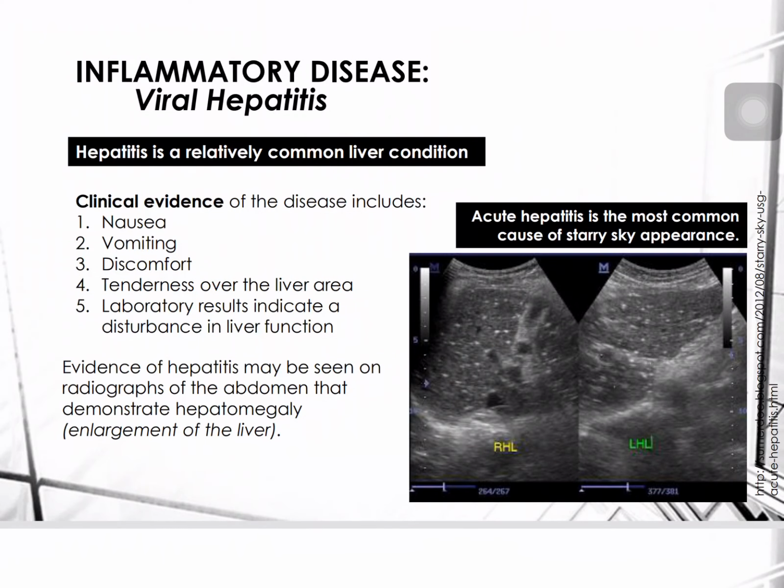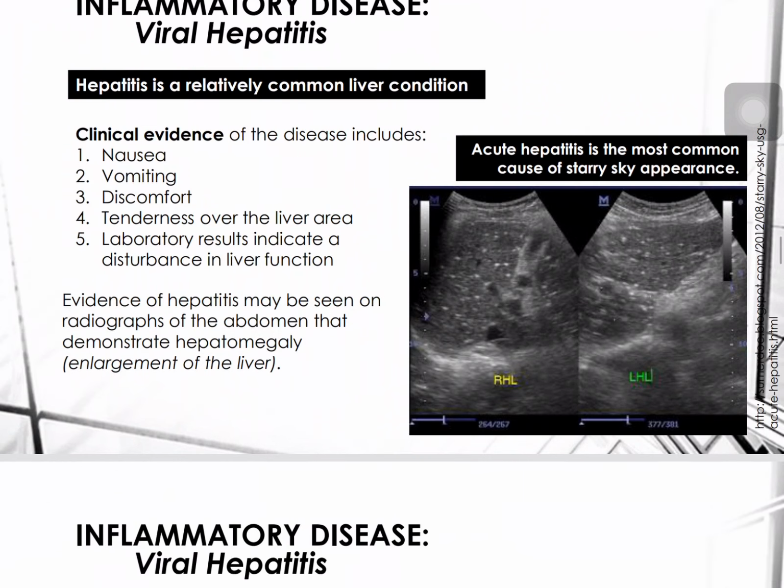Next inflammatory condition is hepatitis. It is a relatively common liver condition, and this inflammation interferes with the liver's ability to excrete bilirubin. It is the orange or yellowish pigment in bile. Clinical evidence of the disease includes nausea, vomiting, discomfort, and tenderness over the liver area, and laboratory results indicate a disturbance in liver function. Additional signs and symptoms include fatigue, anorexia, photophobia, and general malaise.